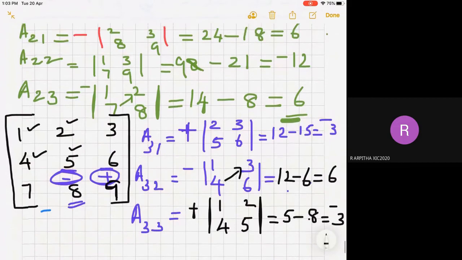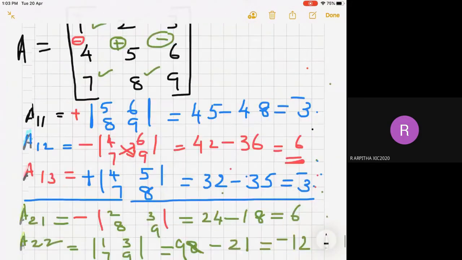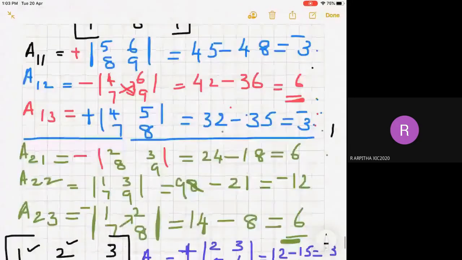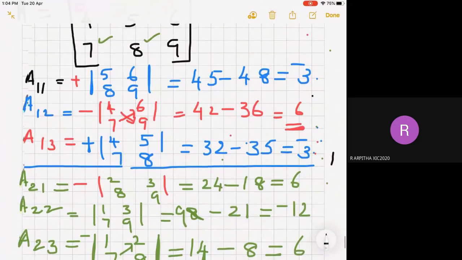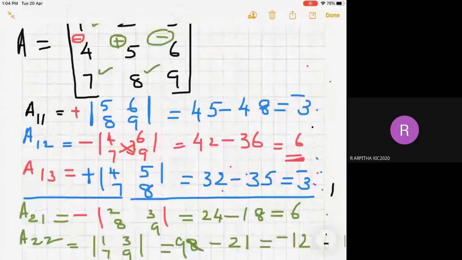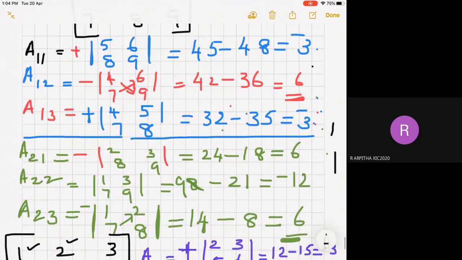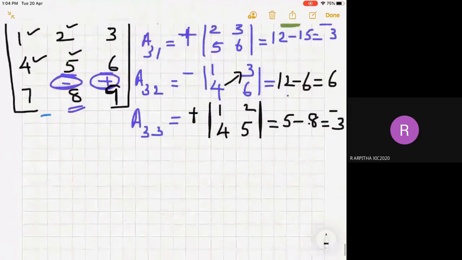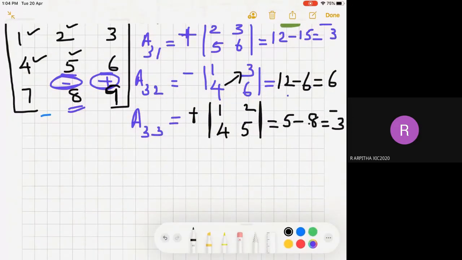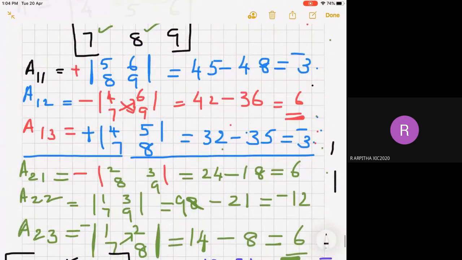So what is the next step? All the cofactors you found, now you have to replace every element of A by its cofactor. So I'm just cutting out all this. Instead of these elements 1, 2, 3, the first row elements, now we are replacing them only with the cofactors. That means the first row will be minus 3, 6, minus 3.